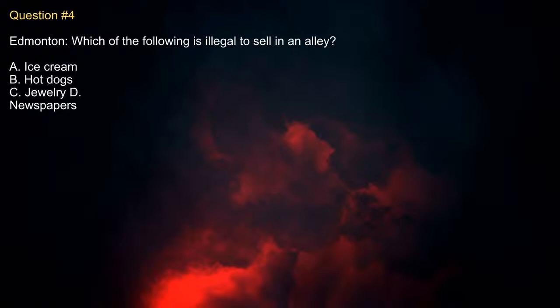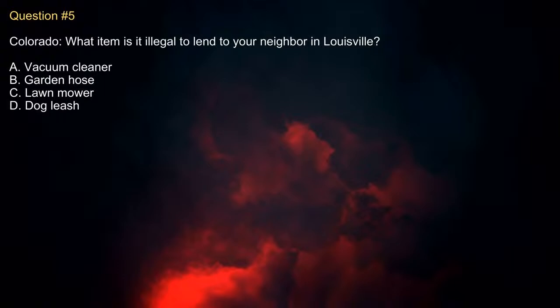And we had some really good answers, but Daniel J takes the win on this one. It is A, ice cream. Really? So, yeah, do not be selling ice cream in an alley in Edmonton. Dude, I think Daniel takes the lead now. I think Daniel is on his way to being a new champ.